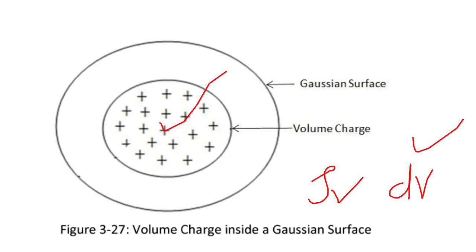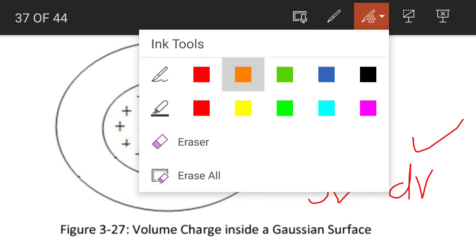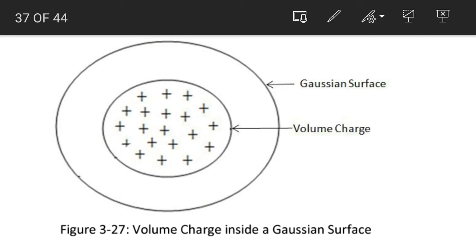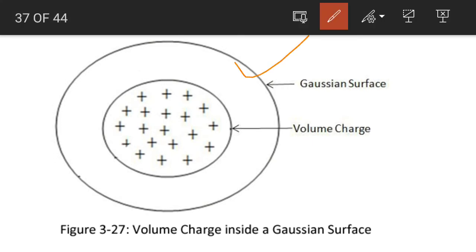Now what we do, we consider a Gaussian surface in the form of a sphere over here. So we consider this the outer sphere, which is basically the Gaussian surface. So we consider a Gaussian surface in the form of a sphere as shown in figure number 27, and you see the source is located inside the Gaussian surface.